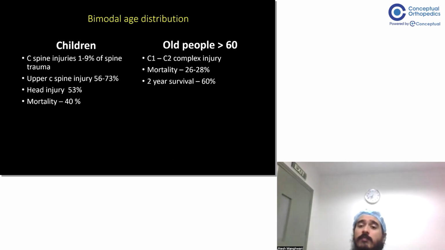When we talk about the old people who are beyond 60 years of age, C1, C2 becomes a complex injury area in these geriatric age group patients, which accounts for 26 to 28% of the mortality, and the 2-year survival period in these individuals is 60%. So this is very important because this is asked in your MS FNB MCQs, wherein the bimodal age distribution is important, and along with that, the percentage of mortality.